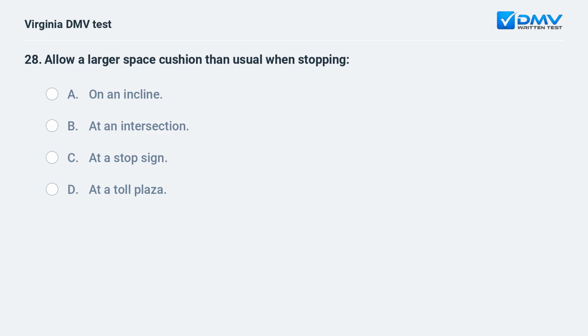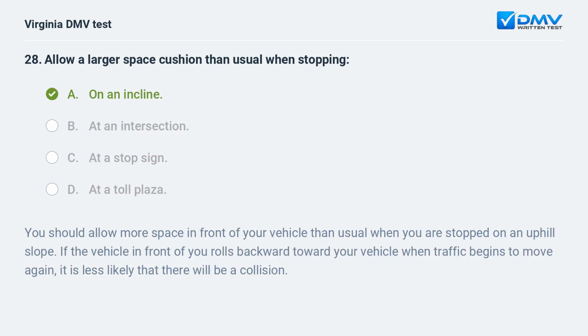Allow a larger space cushion than usual when stopping. A. On an incline. B. At an intersection. C. At a stop sign. D. At a toll plaza. A. On an incline. You should allow more space in front of your vehicle than usual when you are stopped on an uphill slope. If the vehicle in front of you rolls backward toward your vehicle when traffic begins to move again, it is less likely that there will be a collision.